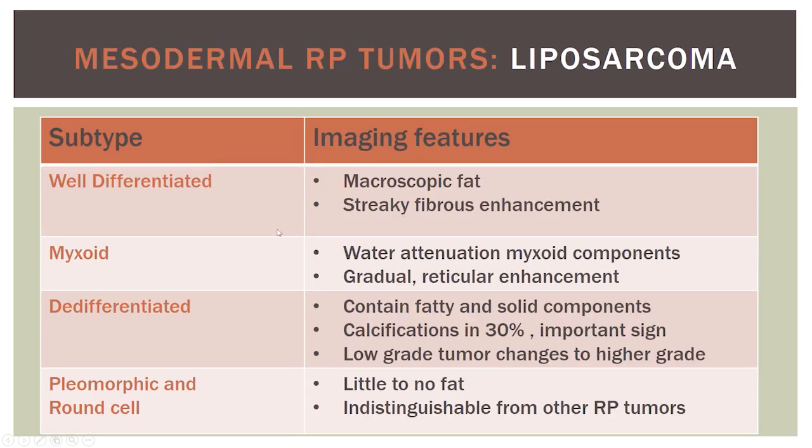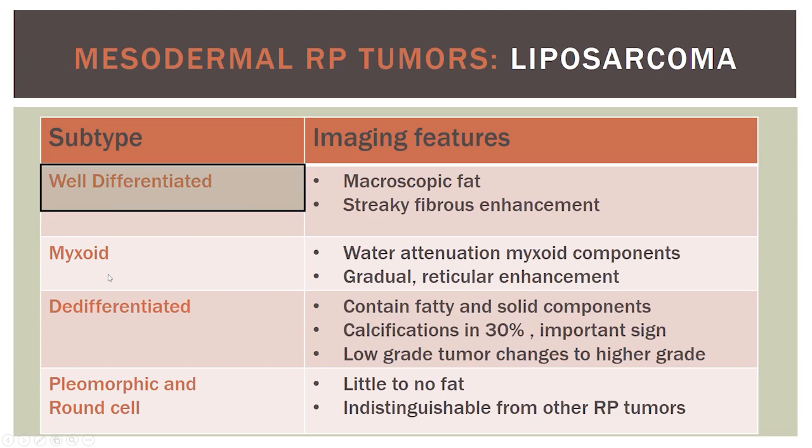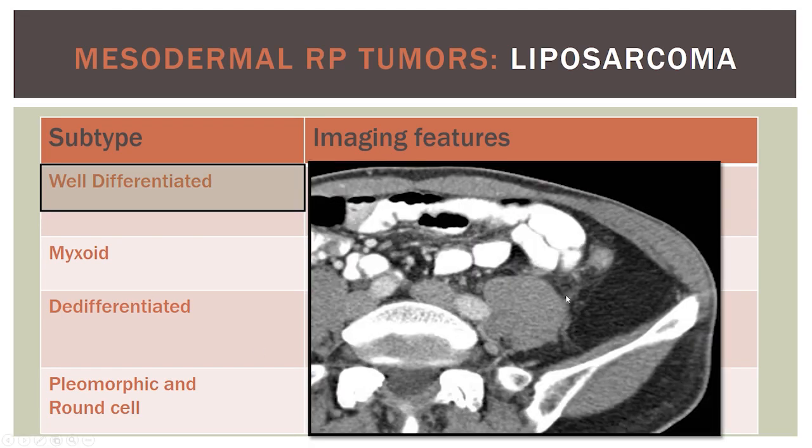Liposarcomas are subdivided into 4 different categories. Well differentiated, they primarily have macroscopic fat with streaky fibrous enhancing septations that you may not even notice. Like in this case, the fatty component is large and only has a couple of thin septations medially.